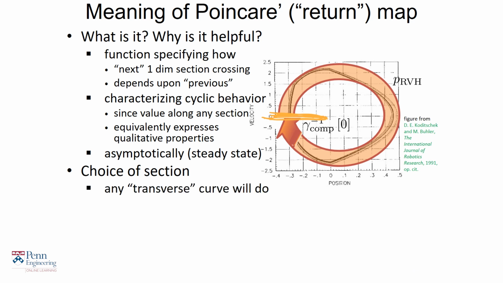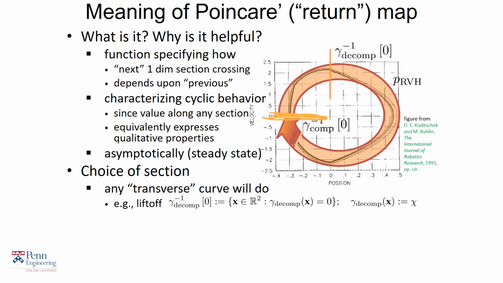But we didn't have to use these sections. Any transverse curve, doesn't even have to be a straight line, any transverse curve will do. For example, we could instead have taken the section to be the liftoff condition, which is the set of points that make the decompression guard function go to 0. And remember, in chi coordinates, when chi goes to 0, it says that we're exactly lifting off because the spring has suddenly become relaxed, okay? And so in this section, we're painting the inverse image of the chi and chi dot points that make the guard function for the decompression mode vanish. We could have used those liftoff coordinates instead.